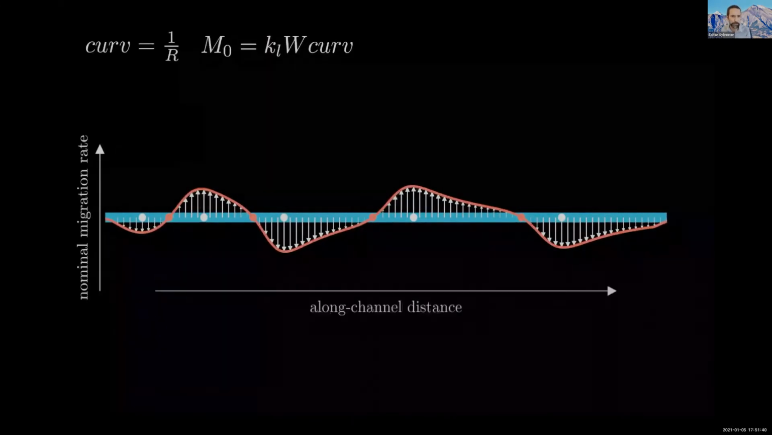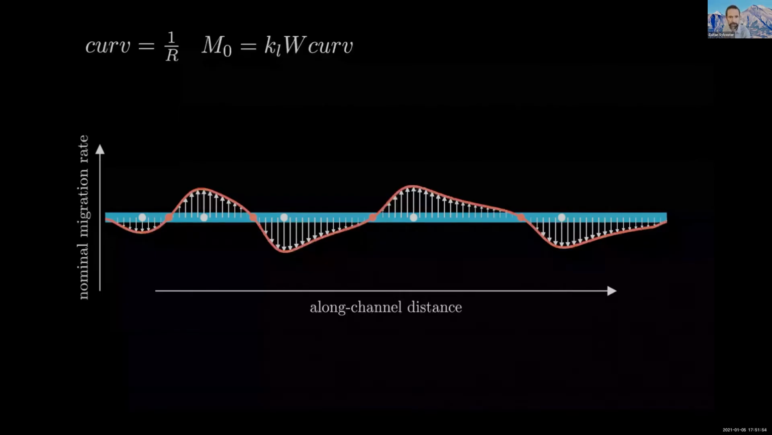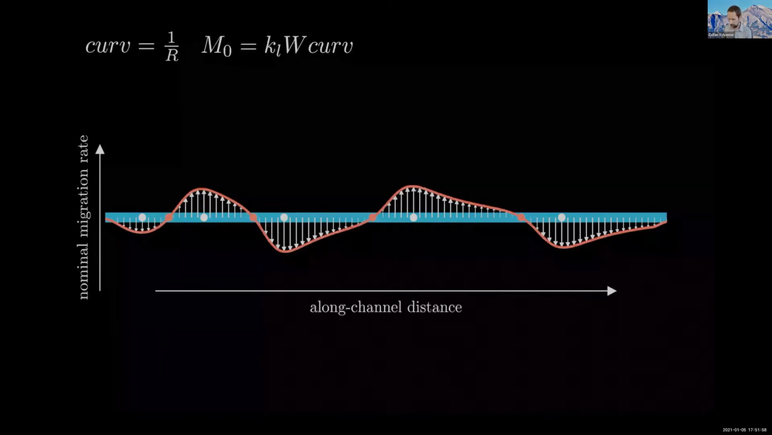We have curvature, or nominal migration rate if you want, on the y-axis and the along-channel distance. And we can see how both curvature and migration rate vary in a periodic manner along these lines. It looks not too bad, I would say. So does this actually work? Well, it doesn't.